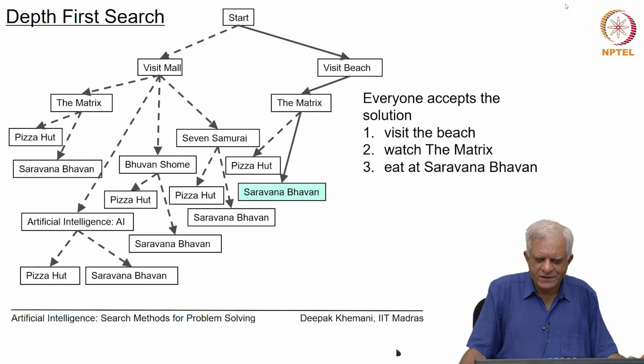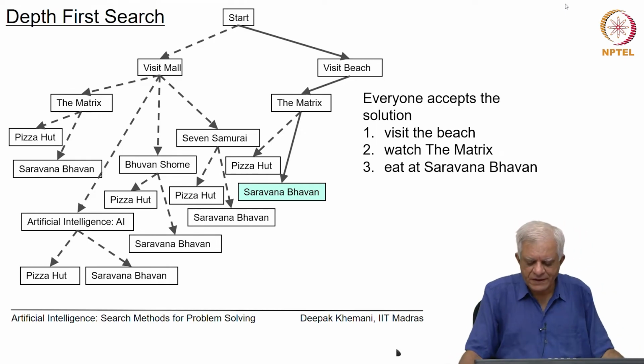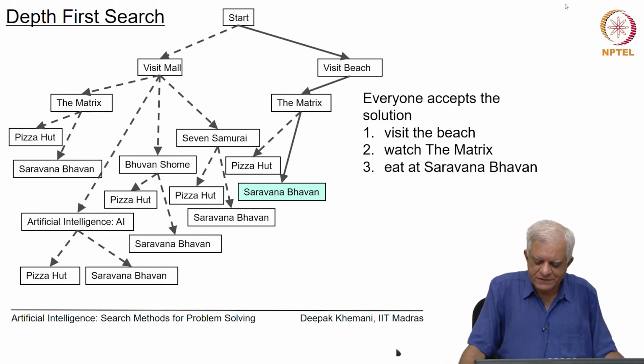at this point let us say your friends accept and say, and so what is the plan? The plan is visit the beach, watch the film Matrix and then eat at Saravana Bhavan.